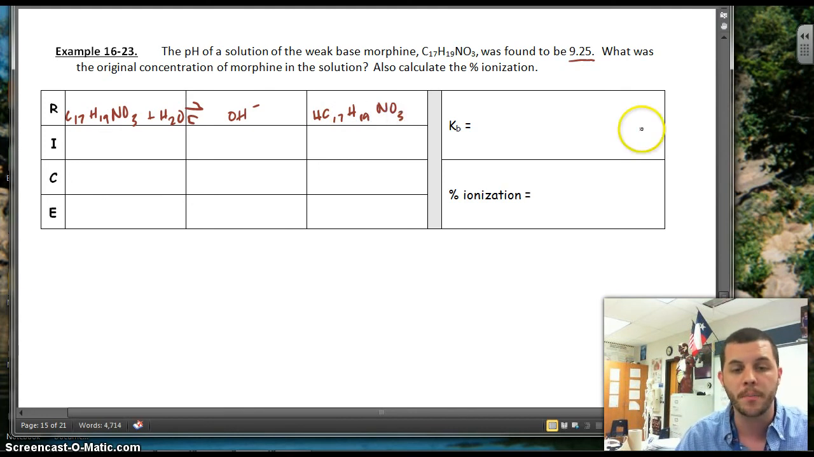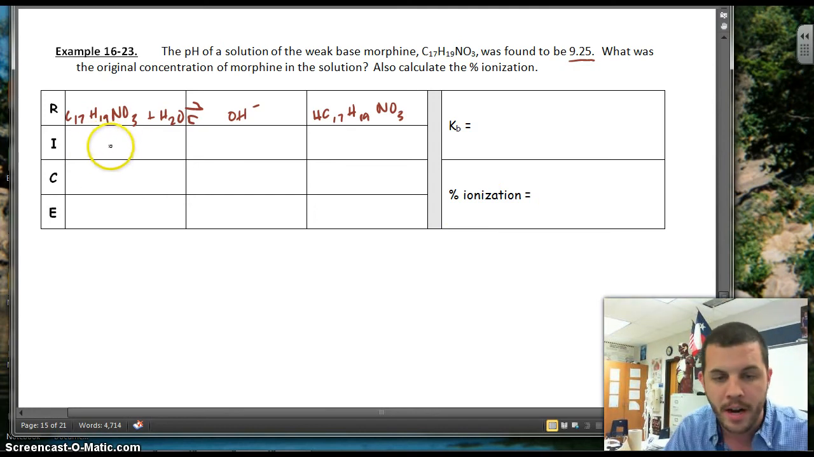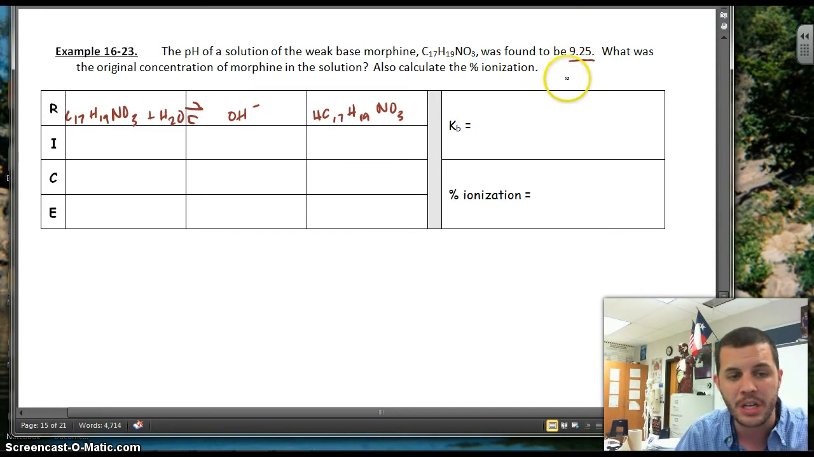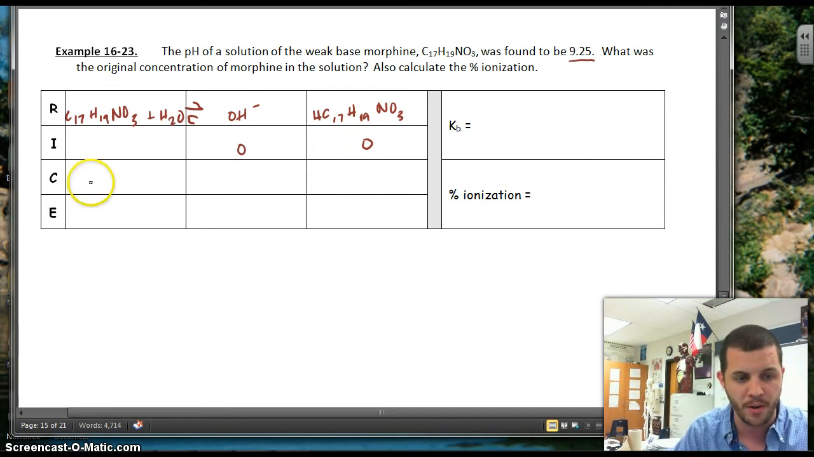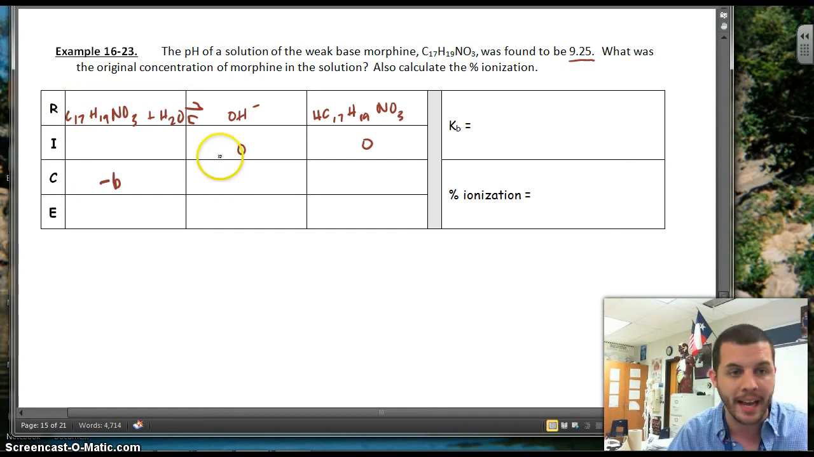So now the initial concentration. Oh, that's a problem. I don't know the initial concentration because I'm only given the pH. But what I can do is say that I know my initial concentration of hydroxide is 0. I know that my initial concentration of this is 0. What else do I know? I know that this is going to change by some amount. For acid, we said it was going to change by some amount A. For bases, why don't we say it's going to change by some amount B? So this is going to go down by some amount, which we don't know yet, B.